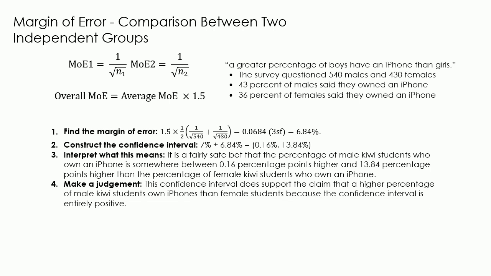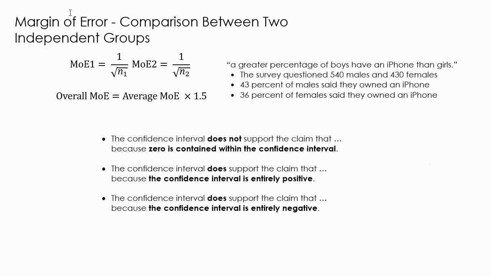Again, the judgments that we can make for this is the same judgment as we can make with the previous type, the comparison within one group. The confidence interval doesn't support the claim because 0 is inside it, or it does because the interval is entirely positive or entirely negative.